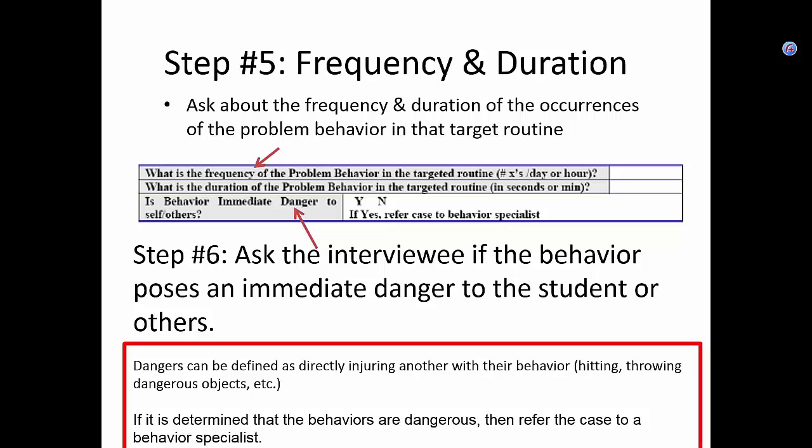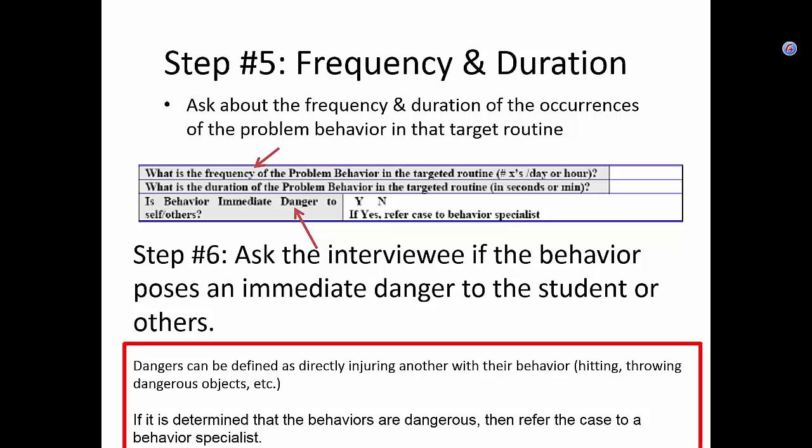So first question here, what's the frequency of the problem behavior? So number of times in a day, number of times in an hour, number of times in the lunch period, how frequently is it occurring? Then the duration, how long does the behavior occur once it does start? Naturally, if you're looking at something like off-task behavior, you might be looking at longer periods of time. If you're looking at just using inappropriate language, that might be something that happens really quickly, or it might be something that turns into an ongoing tirade. So you can get a sense of what the frequency and duration are.